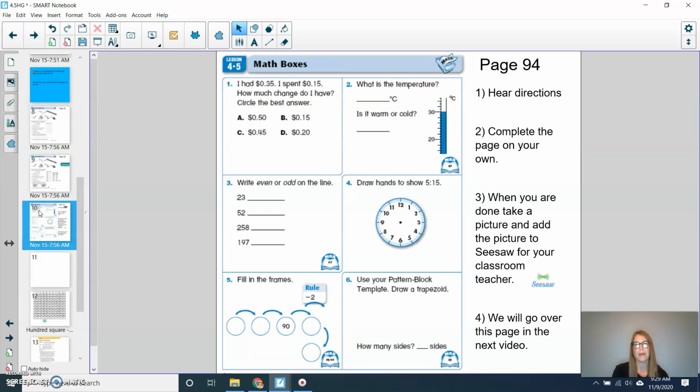The last thing that we'll talk about are math boxes. If you could take a look at page 94. In question number 1, I had 35 cents. I spent 15. How much change do I have? Circle the best answer. For question 2, what is the temperature, and is it warm or cold? Write even or odd on the line, really just taking a look at your ones digit. Draw the hands to show 5:15. Fill in the frames. Remember, if you're figuring out the numbers that come before, you need to do the opposite. And then you can use your pattern block template to draw a trapezoid and tell me how many sides.